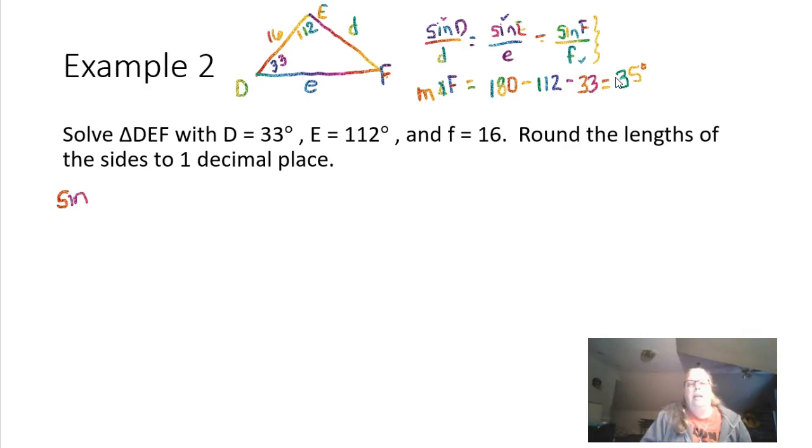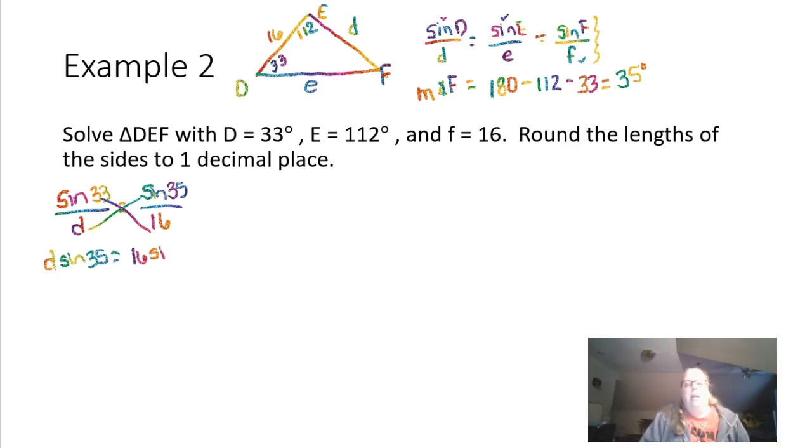That means we're going to have the sine of angle D is to side D, just as the sine of angle F is to side F. Sorry, we know what side F is, don't we? Try that again. Side F is 16. There we go. Okay. Once again, I would cross multiply to solve this. Over here on the left, we're going to have D times the sine of 35. And on the right, we're going to have 16 times the sine of 33.